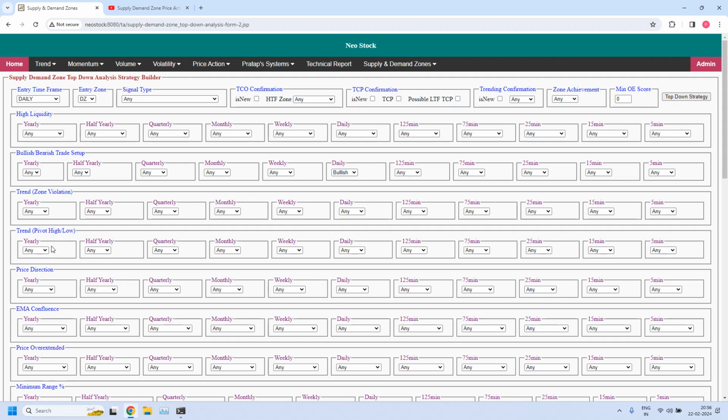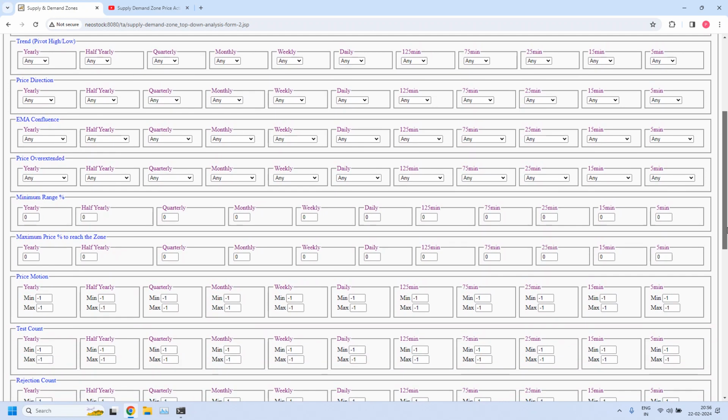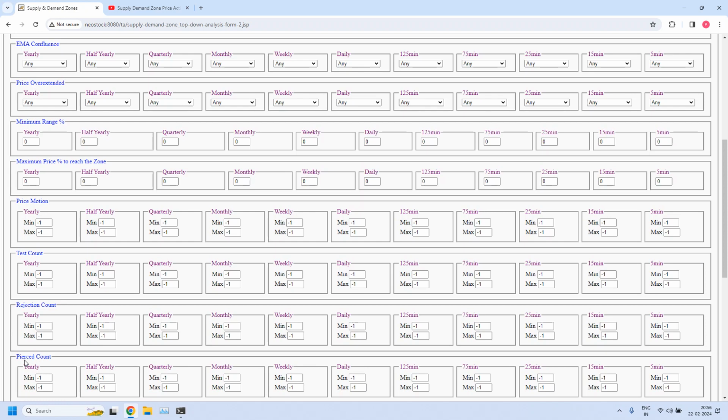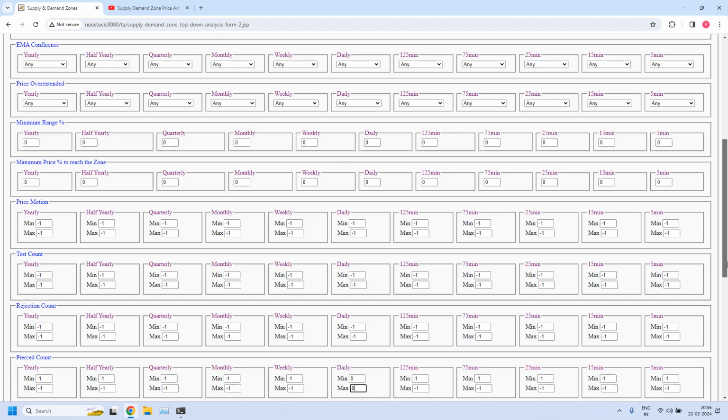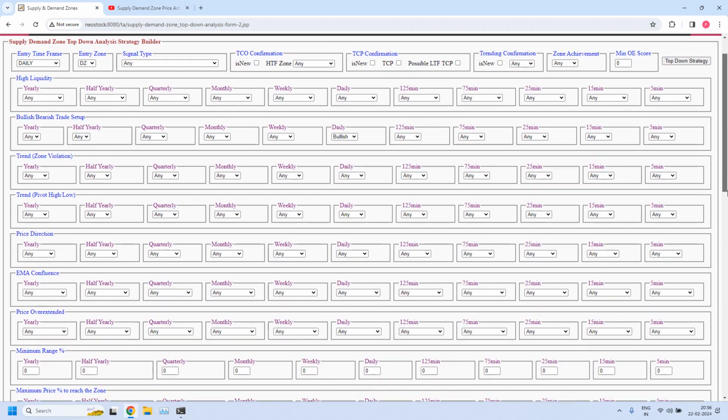We don't want any pierced zones, so that is the reason why I am setting pierced count, the last parameter in this page. Pierced count at daily time frame I am setting 0. That means the pierced count should be 0. That means these are not pierced zones. Apart from that, let us set some more important parameters.